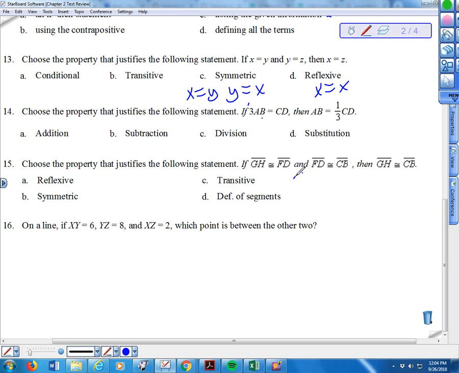Okay, on a line, if xy equals 6, yz equals 8, and xz equals 2, well, z must be over here then, for yz to equal 8.